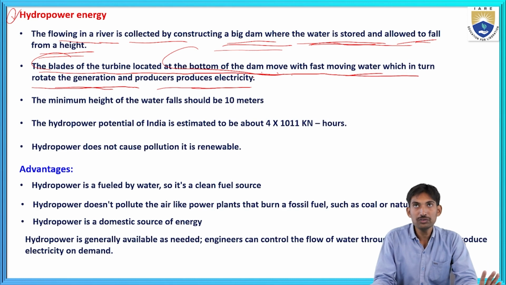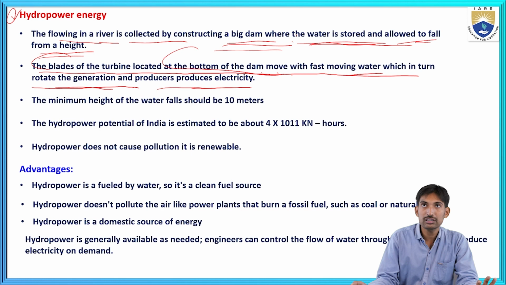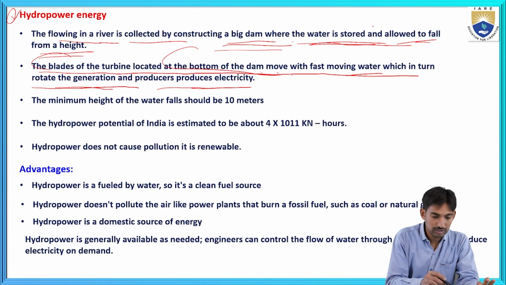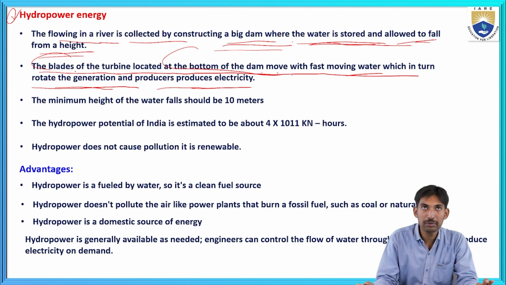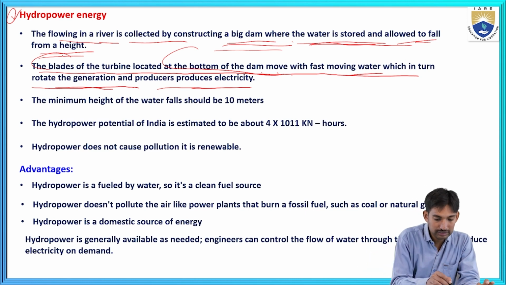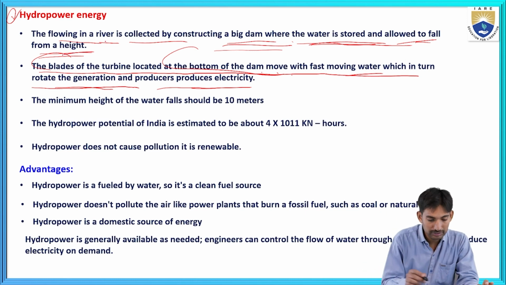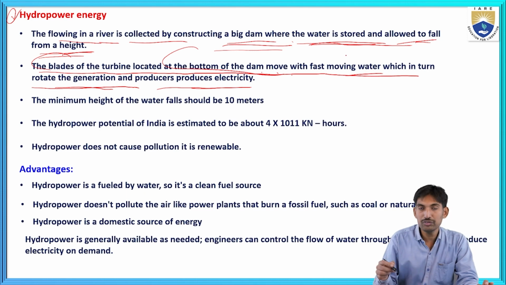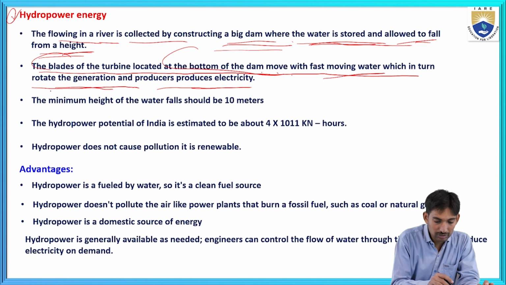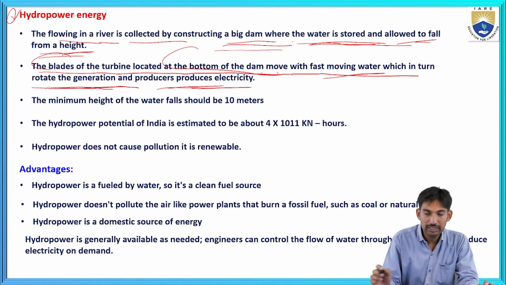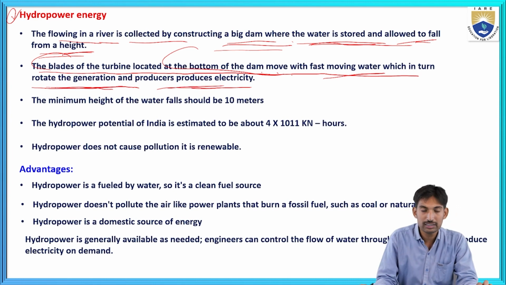First we have to store the river water by using the dam. This stored water is allowed to fall from the highest position onto the turbine blades. Then these blades will rotate with the fast moving water, which turns the generator and produces electricity.